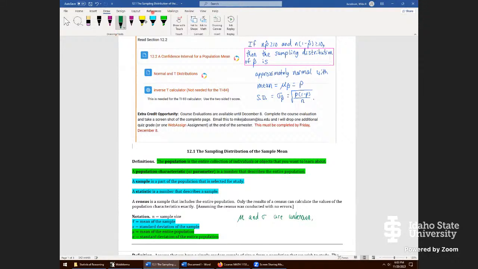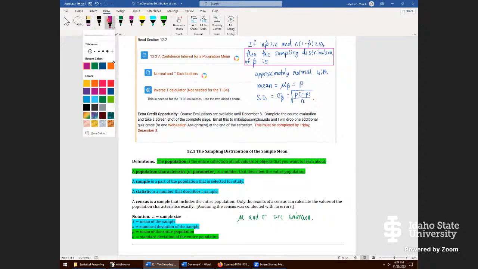They can be calculated exactly, but in order to do that, we would have to gather a census, which involves every single member of the population. Sometimes that's just feasibly impossible. There might not be enough time, money, or manpower to actually conduct a census, depending on what the population is. And so instead, we calculate the statistics.